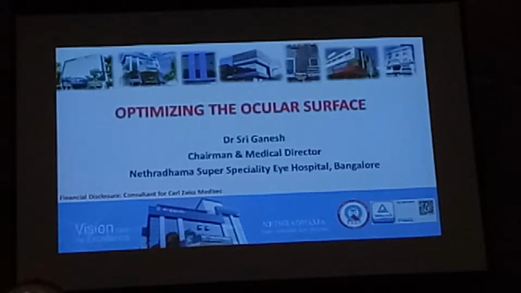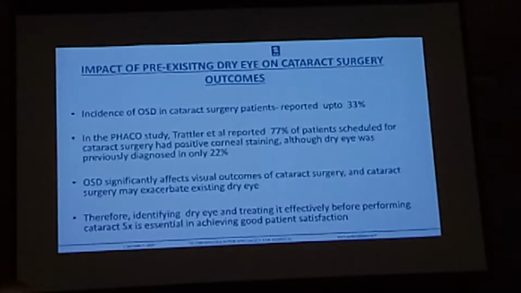So let's look at the first topic, optimizing the ocular surface. And this is something which is very important, which was neglected in the past. And let us look at the impact of pre-existing dry eye on cataract surgery outcomes.